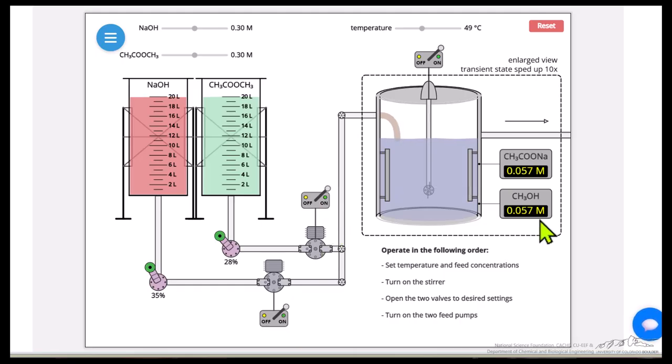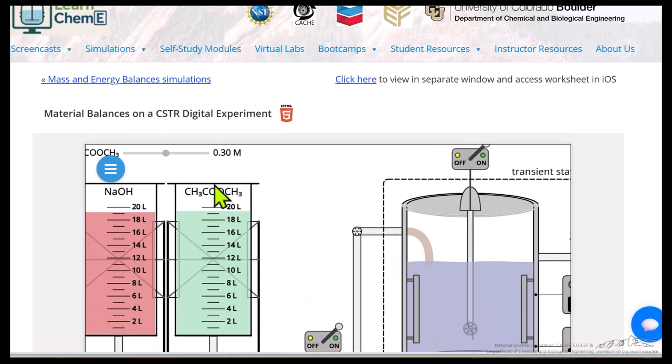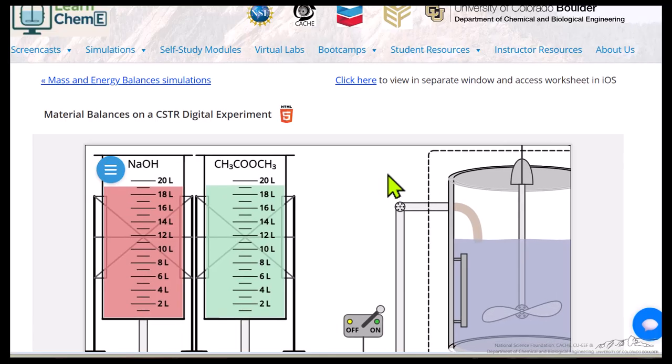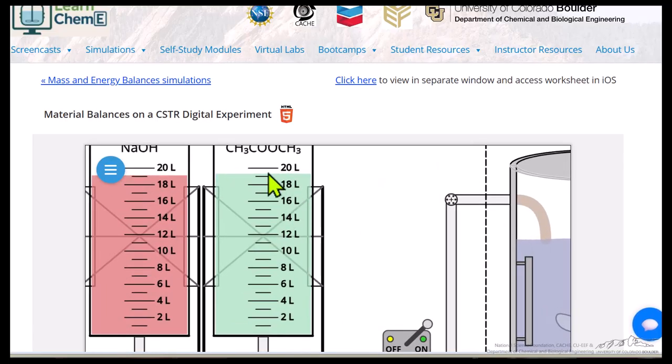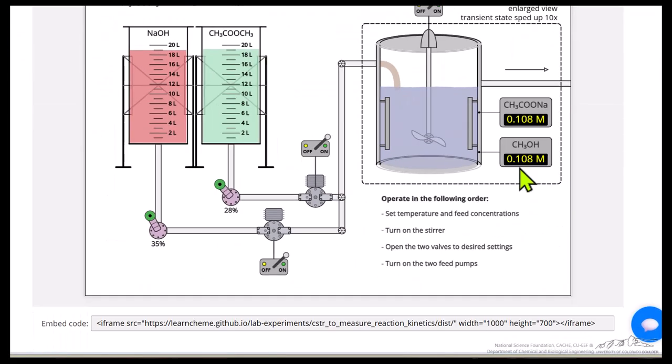Now the reaction starts. The system will reach steady state, and we sped up the time just so that the digital experiment can be done in a reasonable time. So this is showing the concentration of the products, and the idea is that we can measure flow rates by measuring the change in the volume. By using the scroll wheel and then dragging, we can expand these, so we can use a timer to more accurately measure the volume change as the reaction proceeds. Remember, this is at steady state.